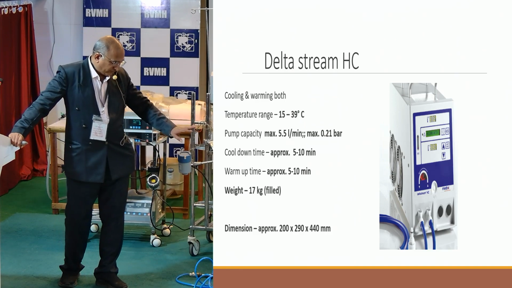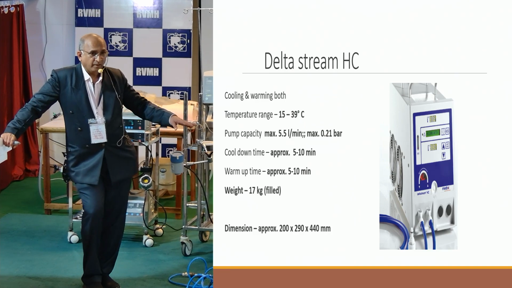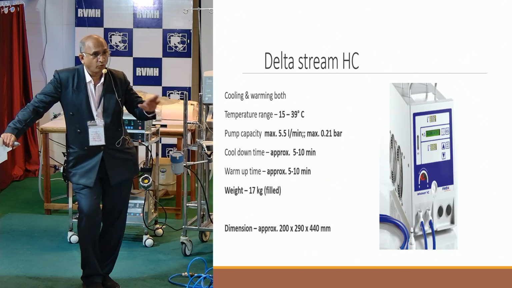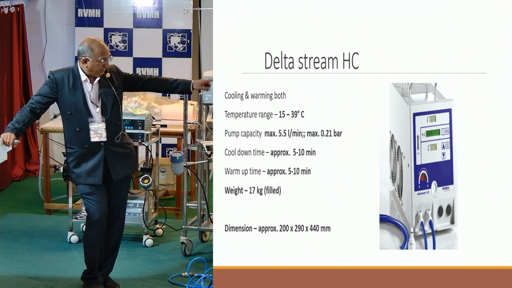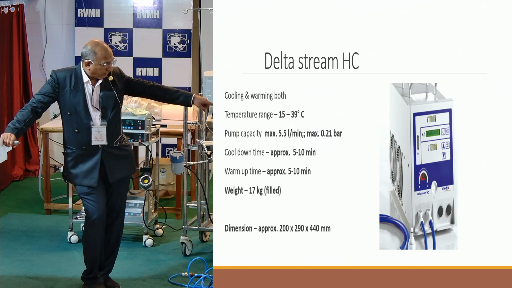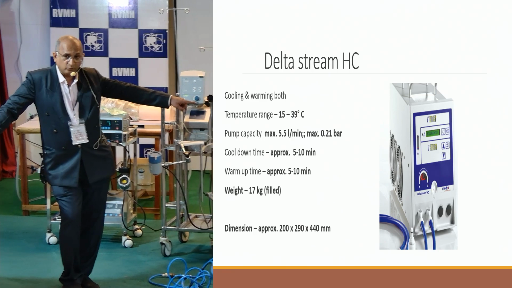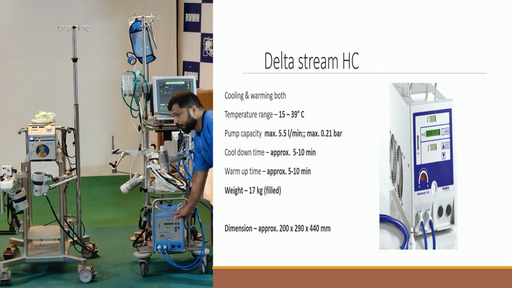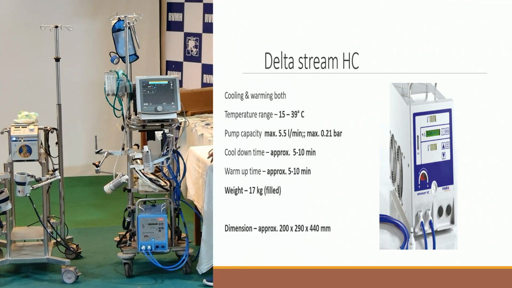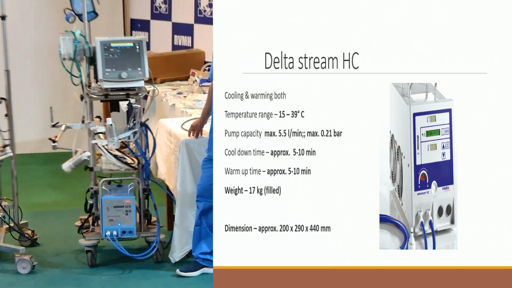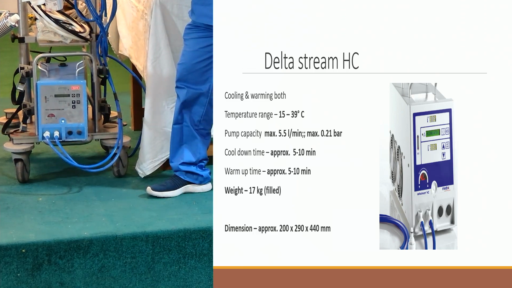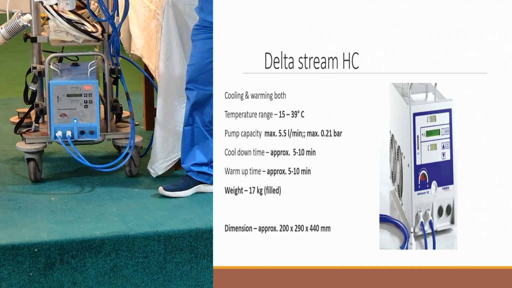Most of the machines, like this Mackay heater unit, have a temperature range from 35 to 40. That's the range you can set. There's another one, known as Medos or Delta Stream technology, where you can adjust the temperature from 15 degrees to 40 degrees. So here you can do some cooling also. But in case of Mackay, you cannot do cooling, you can just warm the blood. Okay.